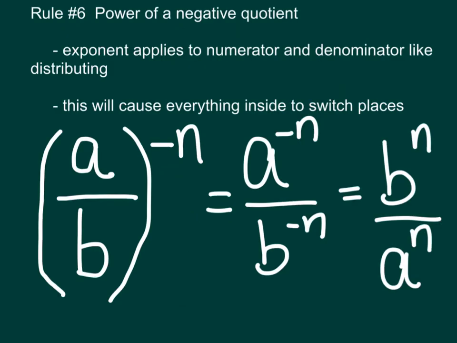Rule number 6, power of a negative quotient. The exponent applies to the numerator and denominator, like distributing. This will cause everything inside to switch places. Okay, so here we have a over b raised to the power of negative n. Thus, if we just do the first step, we get a to the power of negative n over b to the power of negative n. We don't like negative exponents, so we switch them. And then we get b to the power of positive n over a to the power of positive n.